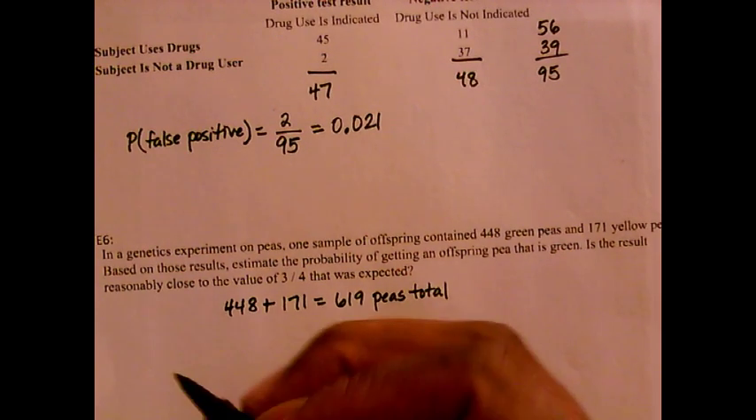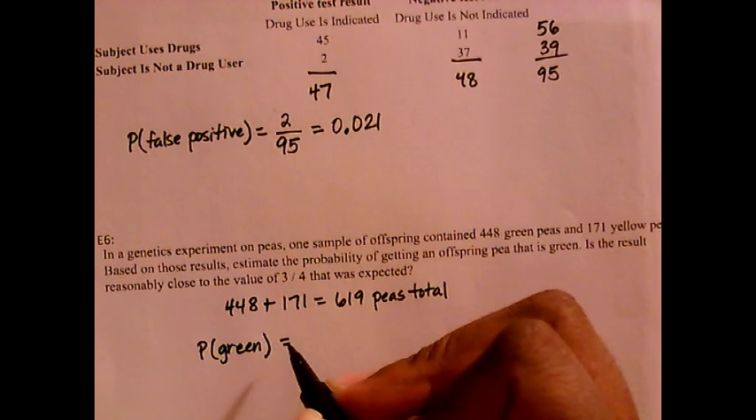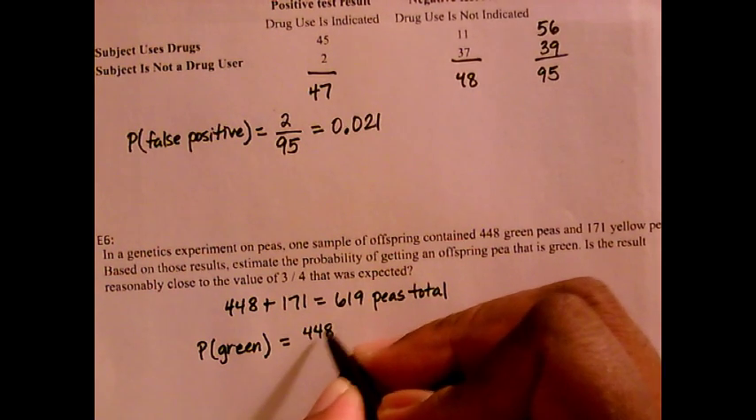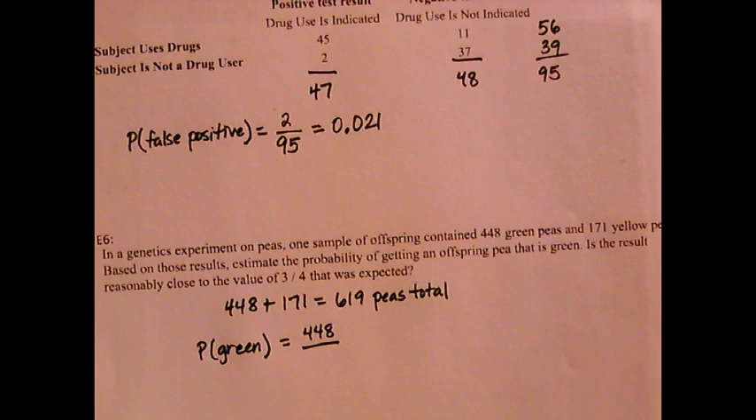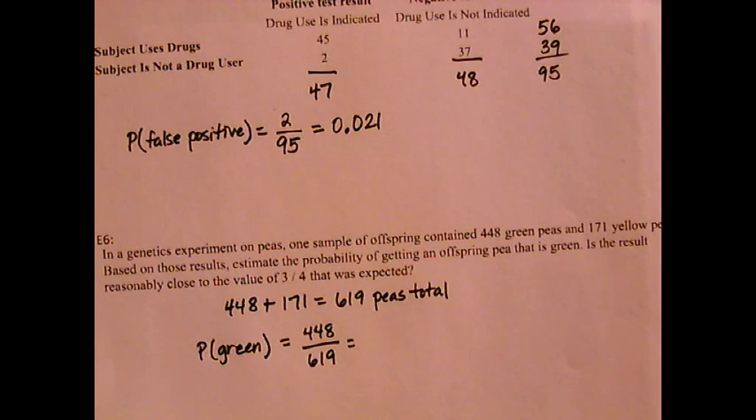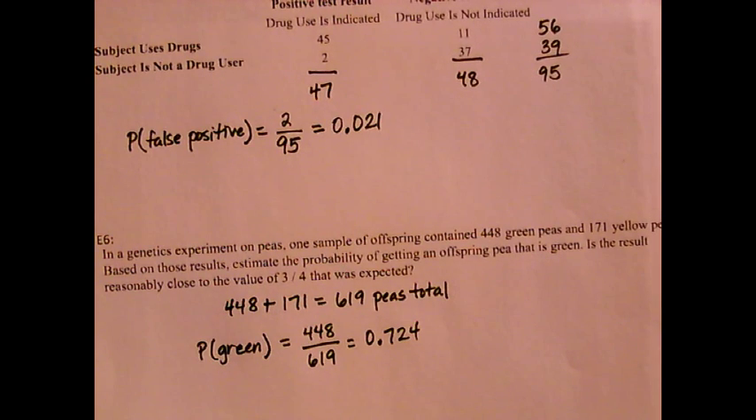Okay, so now we want the probability of getting a green pea. And in this case, there were 448 green peas, so that's going to be 448 divided by the grand total number of peas, that's 619. So 448 divided by 619 to 3 decimal places, that will be 0.724. So you just do it in the calculator, 448 divided by 619, which will be 0.724 rounded to 3 decimal places. So the probability of getting an offspring pea that is green will be 0.724.